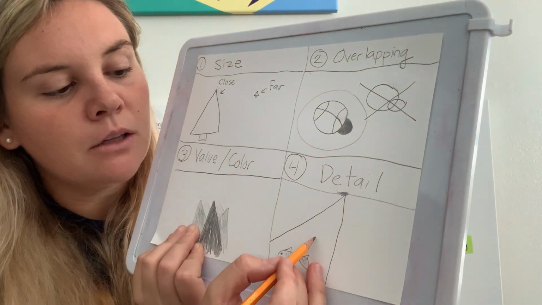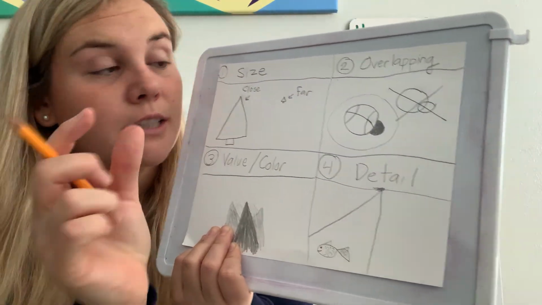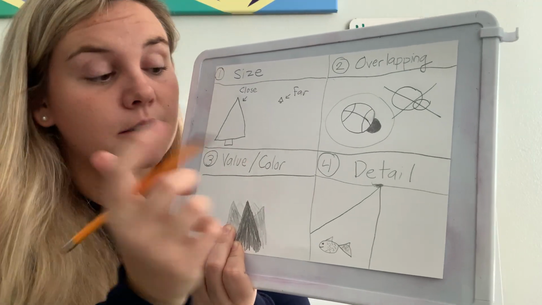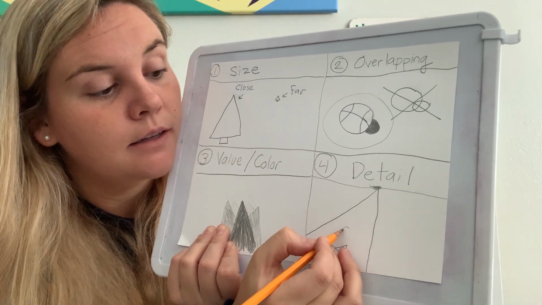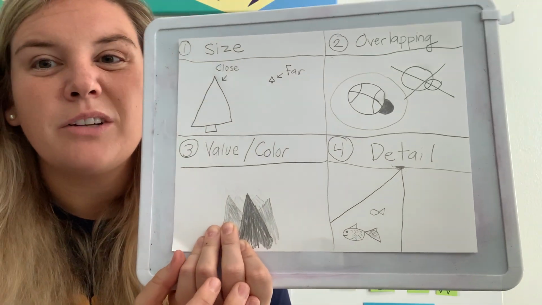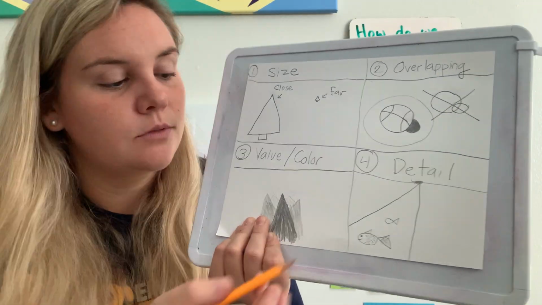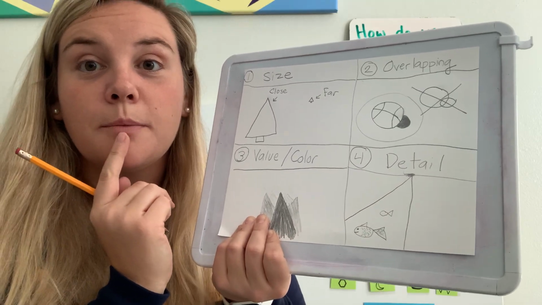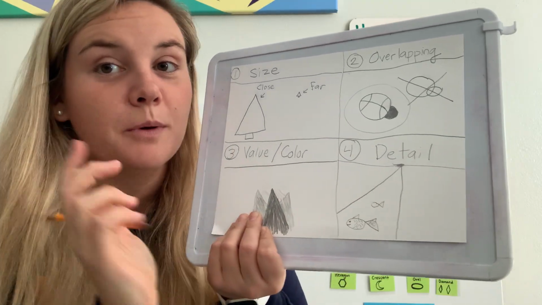Now, how about in the middle of our river? We already know that the fish is going to get smaller because, size, they get smaller as they go back. So I'm going to draw it a little smaller. What else do we know? We won't see as much detail, right? So, Miss Armstrong forgot to do something very important in both of these pictures, but we're going to come back to it.